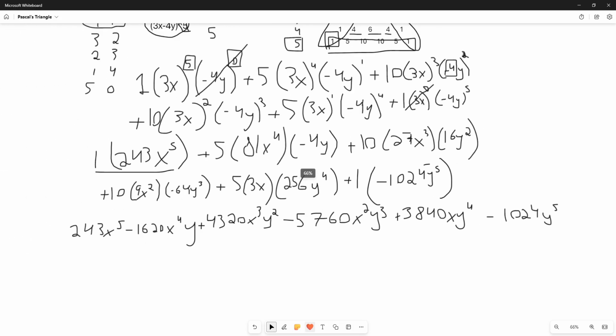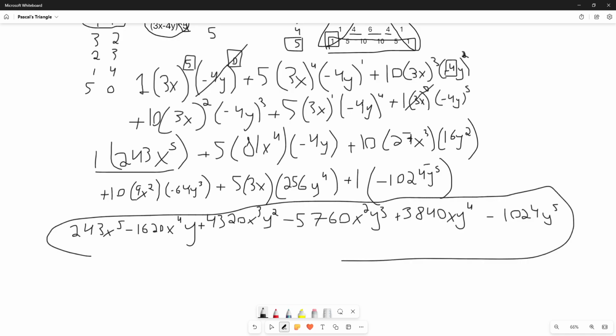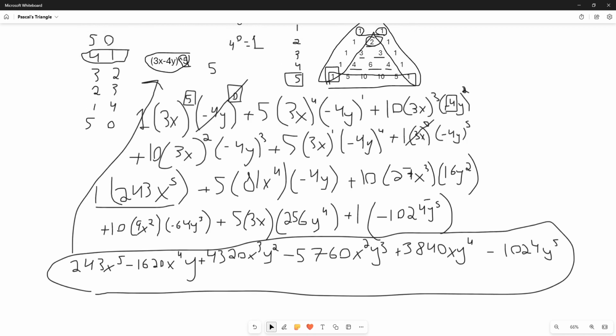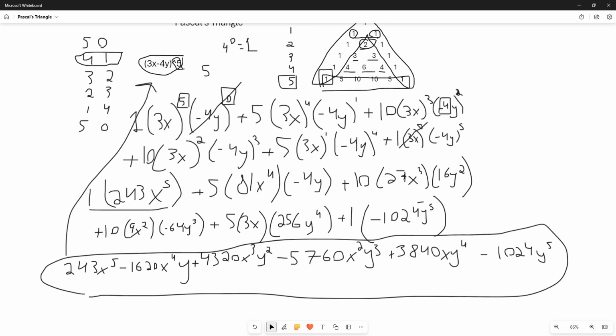This last number here is what you would get had you factored this the long way by opening it up and doing 3x minus 4y multiplied by 3x minus 4y going on. Now we can do this in a different way as well.